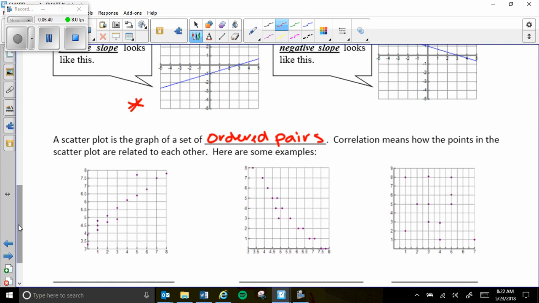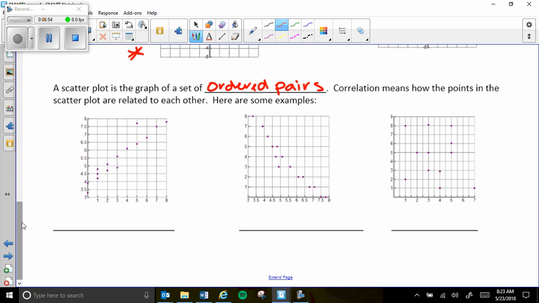Correlation means how the points in the scatter plot are related to each other. So they won't necessarily form a line with a nice, even slope, but they will form a trend. They will correlate. Okay, so looking at this first one, we can see if I drew a line going through here, I'd have what type of slope in general? Positive. But do you see how I didn't connect all the dots, but I got most of them? So they're trending, the correlation is positive.